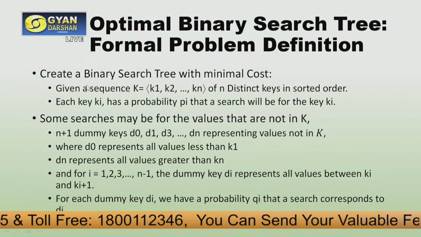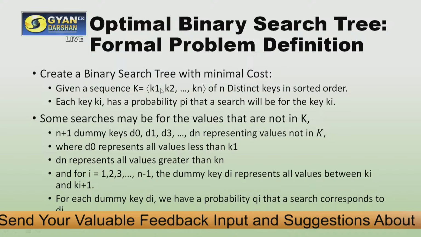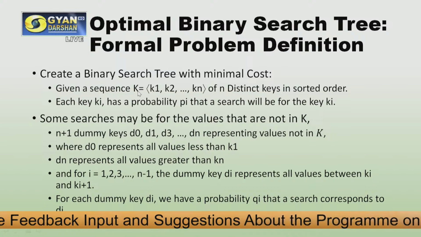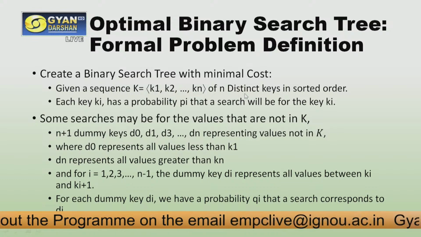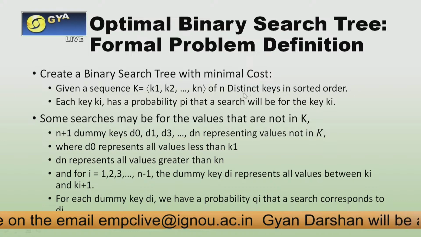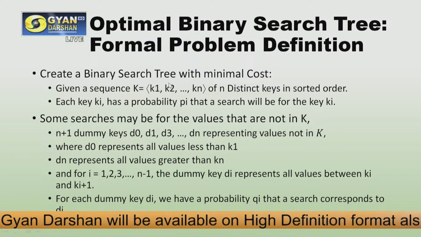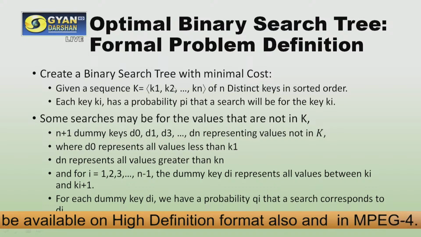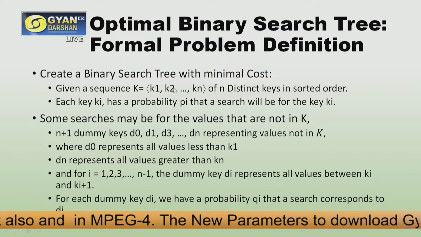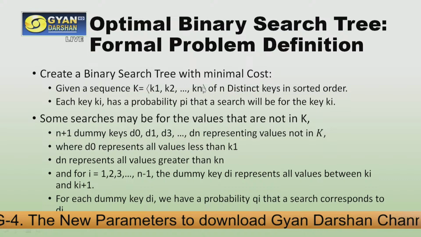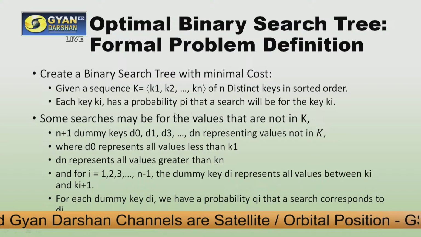And what is the formal problem definition? We need to create a binary search tree which has a minimal cost given a set K, which consists of K1 till Kn, n distinct keys in sorted order. If I'm talking about just when n was 3, then it was 10, 20 and 30. So K1 was 10, K2 was 20 and K3 was 30. So the K set refers to the set of keys of the nodes.